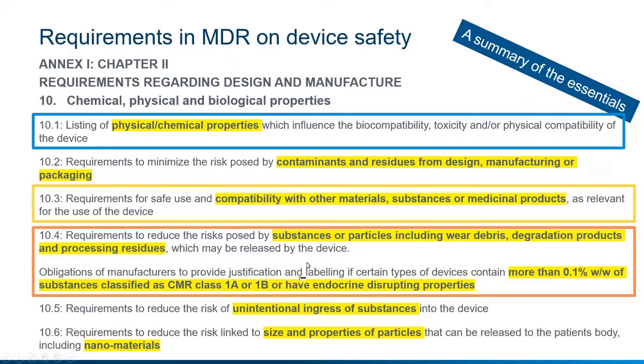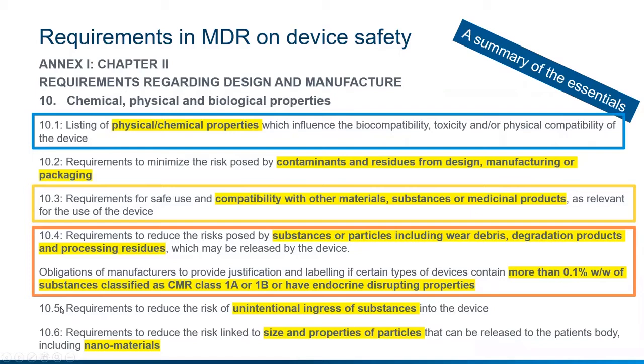And you need to consider if your device could contain substances that are carcinogenic, mutagenic, or reprotoxic, even residuals in concentrations more than 0.1% of the weight in a component or in the device itself. If so, you need to provide a justification and label your device to inform about the presence of these substances. So that's quite a new and critical requirement in the medical device regulation.